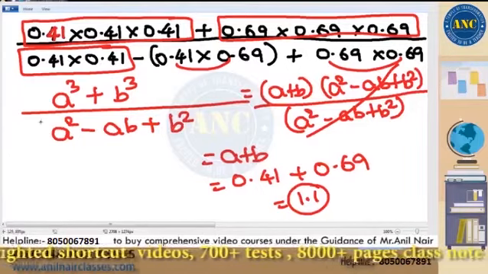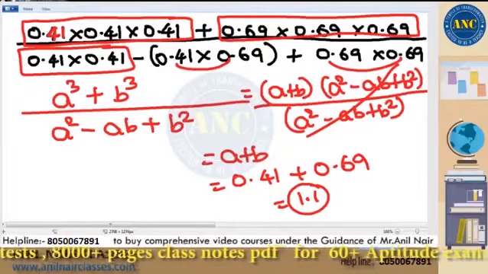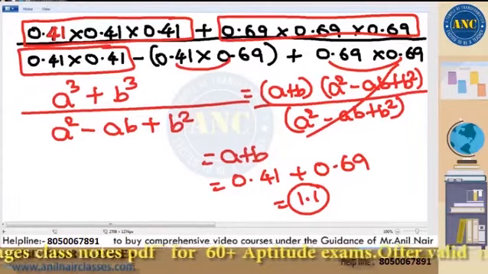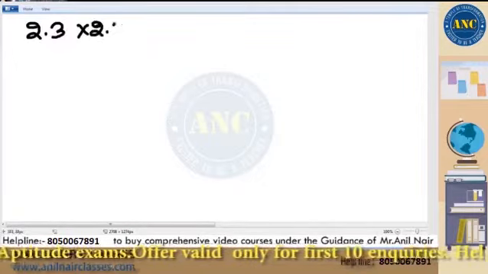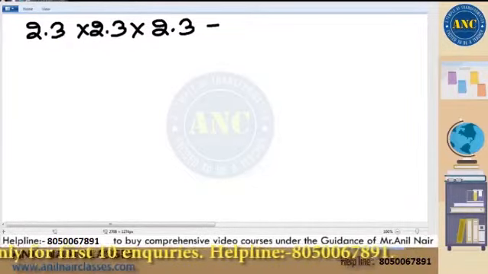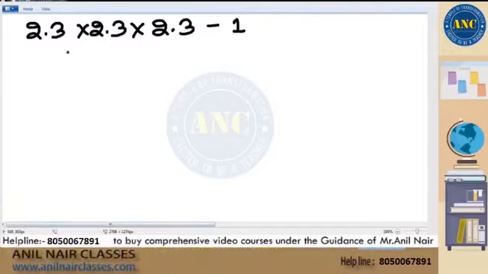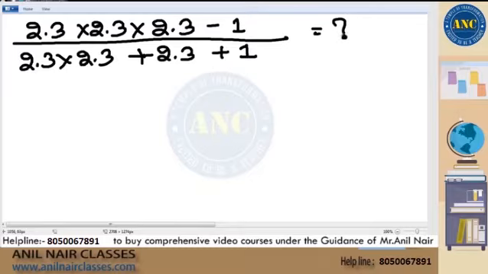Suppose, exactly similar to the question we have solved, I want to connect that. Your question is 2.3 into 2.3 into 2.3 minus 1, divided by 2.3 into 2.3 plus 2.3 plus 1. This is the value I need to find.